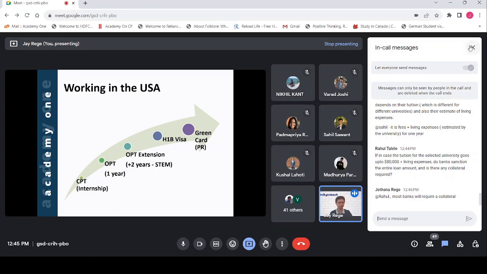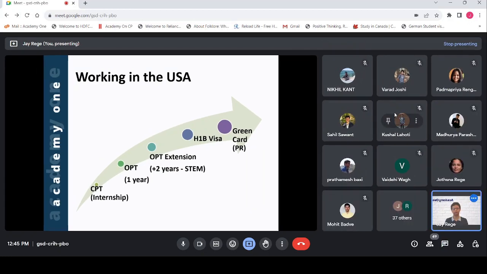I'll just quickly talk about education loans. Now most banks and financial institutions give education loans. Most banks will require some collateral. Collateral is some security, which is generally property that they require you to keep with the bank. There are private lenders that would give you loans without collateral.